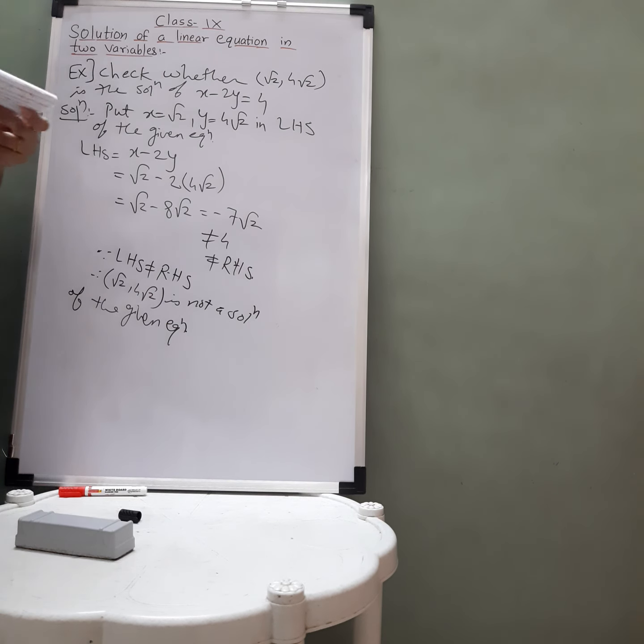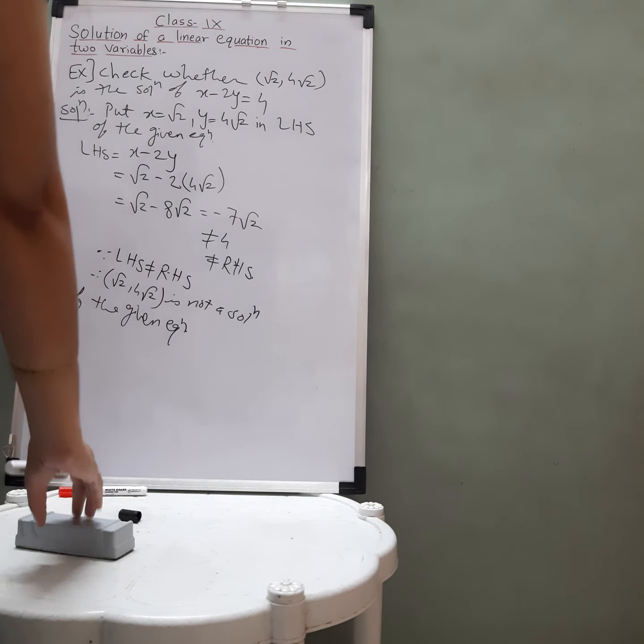Now again we will take, I think all are clear. सबको ये समझ में आया होगा. Now next, again we will take some another point that satisfies the equation. So if I take, check whether 4, 0 is the solution of the given equation x minus 2y is equal to 4. So only I will change a point here.